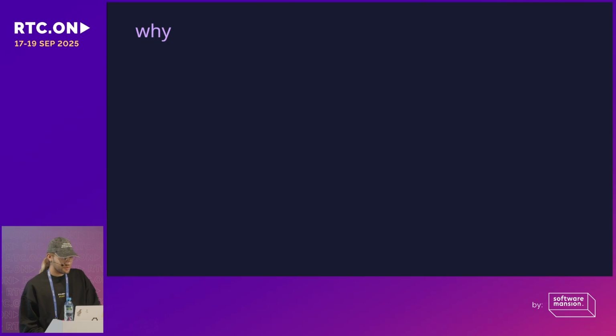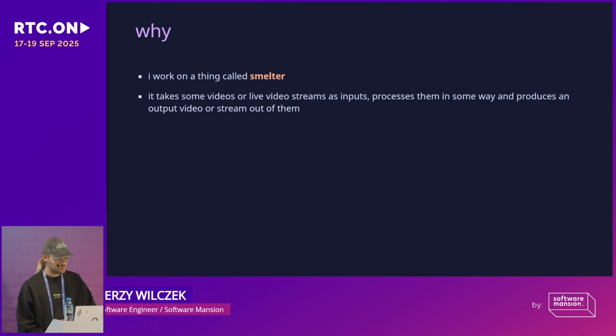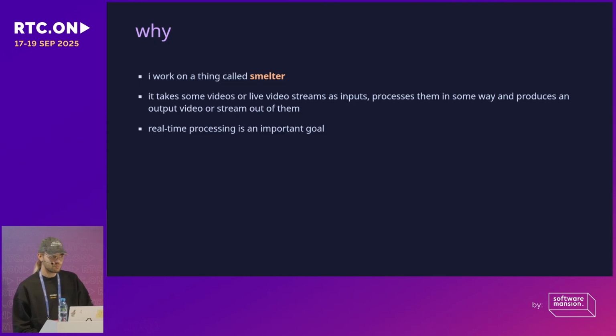First of all, why were we interested in processing videos using the GPU in the first place? I work on a project called Smelter. Smelter is basically a video processing server that can take videos or live streams as inputs, then process them in some way, and then produce some output video or an output stream. And real-time processing is a very important goal for us in Smelter. We want it to work real-time.